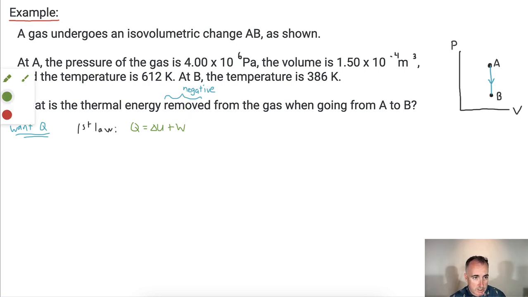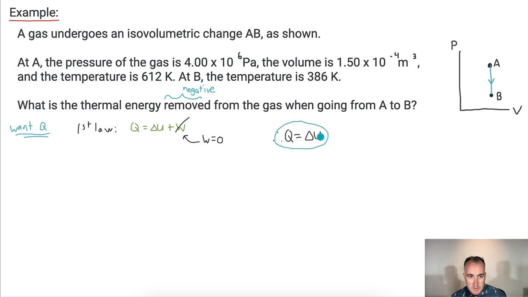What do we know? Do we know anything here? Yes, I know the work done is actually going to be zero. Look, the area under this curve right here is infinitely thin, isn't it? Does that make sense, that this is going to be zero? That's actually interesting. We don't have to worry about whether it's positive or negative. Work is zero. Because of that, I know that the thermal energy removed, Q, is just going to be the change in internal energy, because the work done was zero. So that was actually kind of nice.